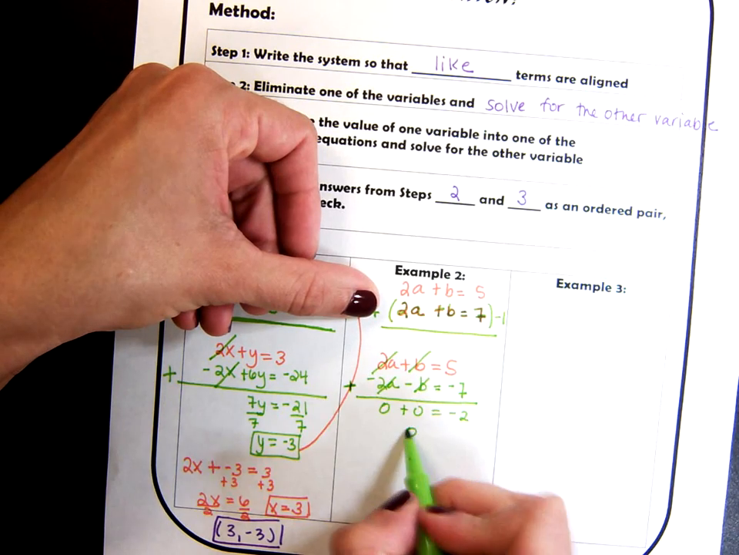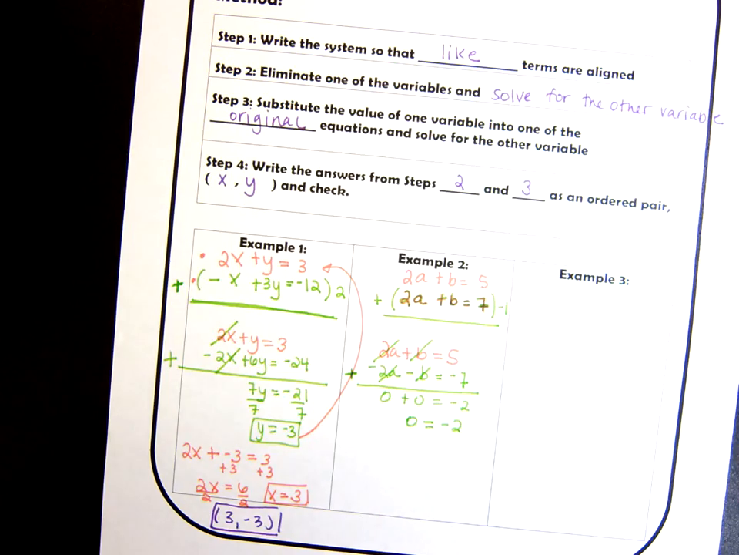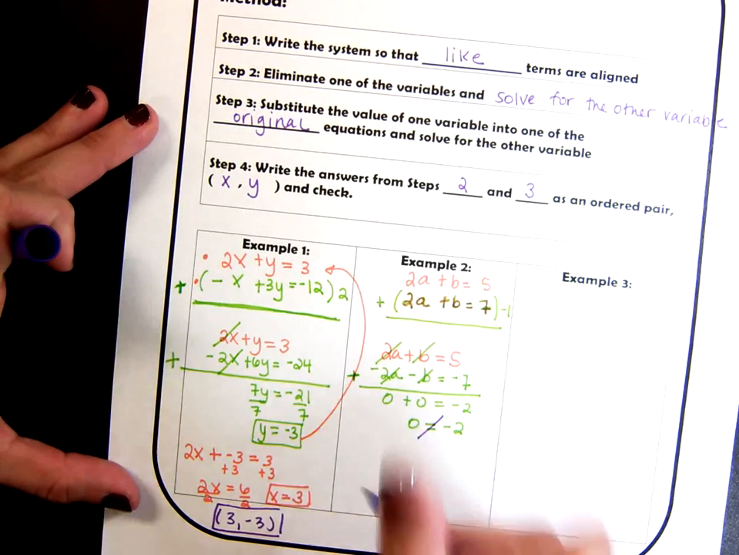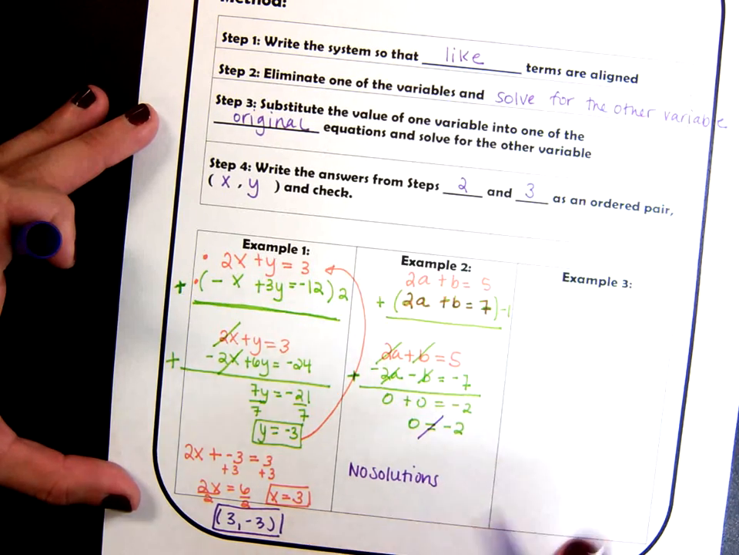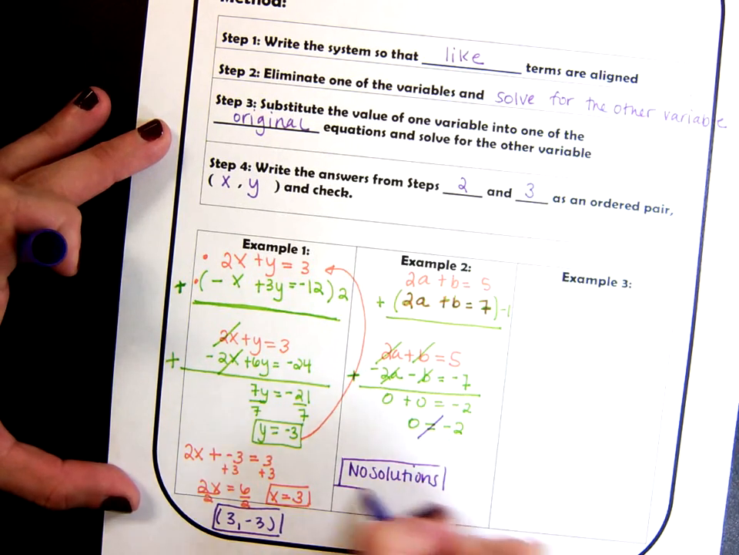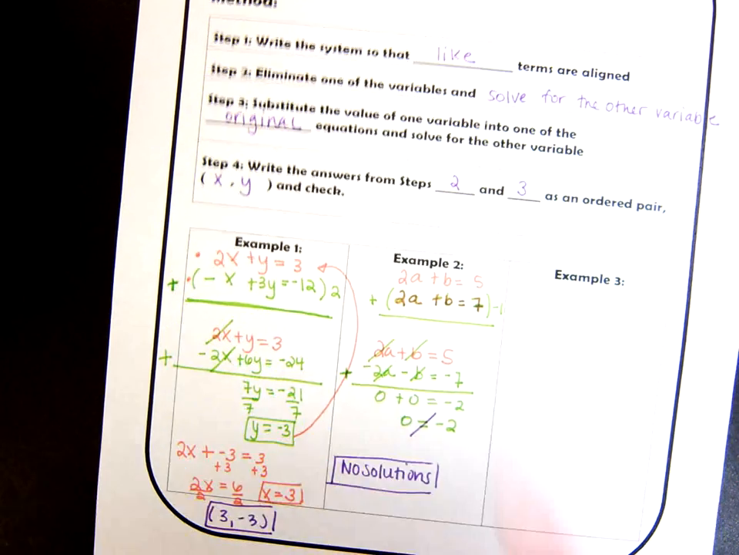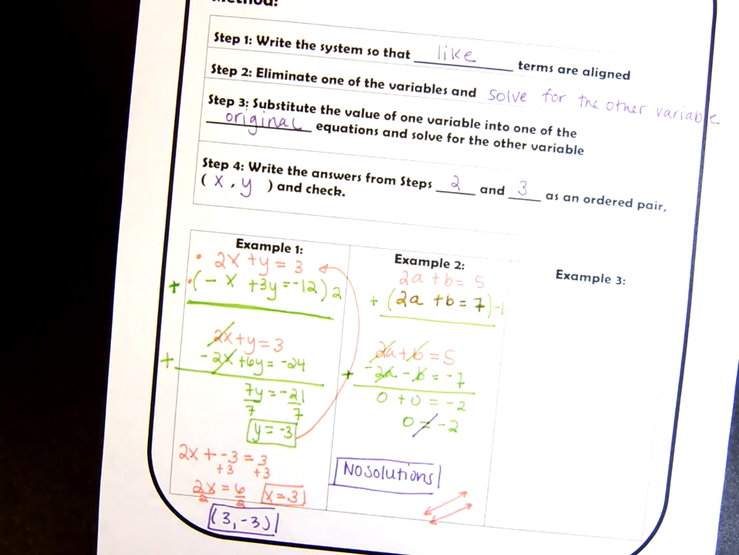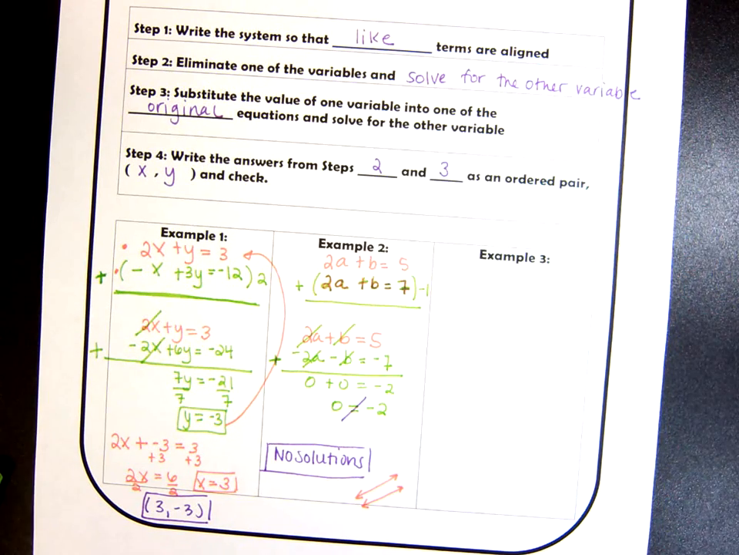So, does 0 equal -2? No, it does not. So remember, what did that mean? That means that we have no solutions. And if we think back to some previous notes, that means that we've got two parallel lines with the same slope, right? They're never going to intersect. Okay, let's do example number 3.